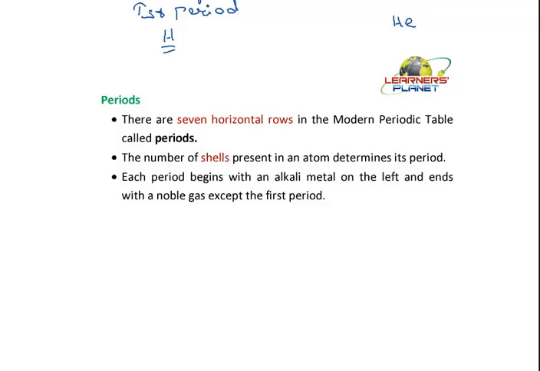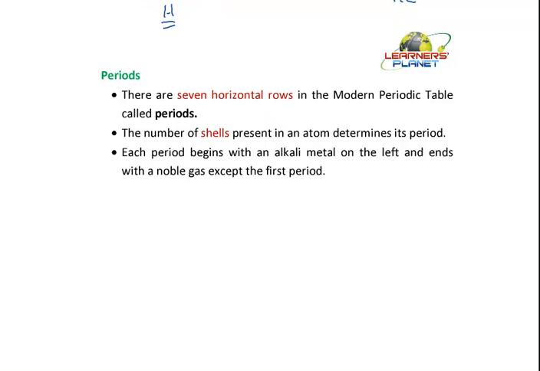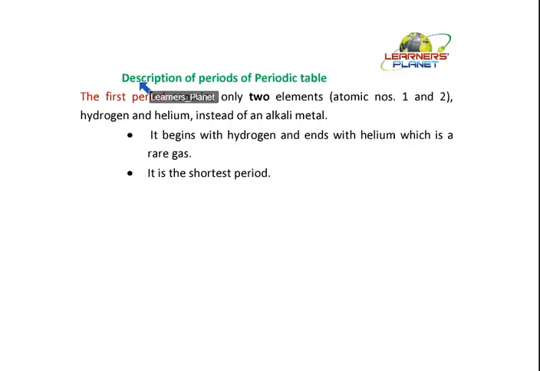Now let's take this up in detail. This is a repetition of the first one. Description of periods of the periodic table. The first period contains only two elements, atomic numbers 1 and 2. What are these elements? Hydrogen and helium. And instead of an alkali metal, there is no alkali metal in the first period, first group. So if I have to write here, it is this side. I'll write the first period.